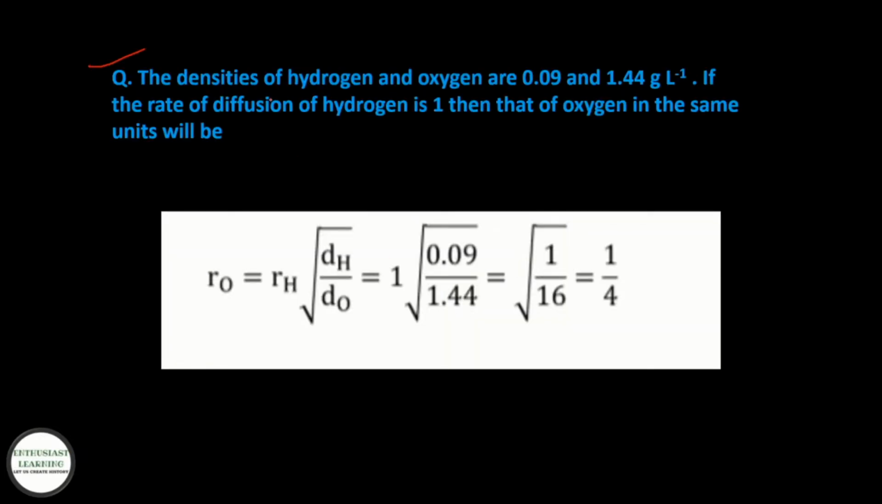Now a question. The densities of hydrogen and oxygen are 0.09 and 1.44 gram per liter. If the rate of diffusion of hydrogen is 1, then that of oxygen in the same units will be? Here, rate of diffusion of oxygen is equal to rate of diffusion of hydrogen into under root of density of hydrogen upon density of oxygen. After putting the values, we will get rate of diffusion of oxygen as 1 by 4.